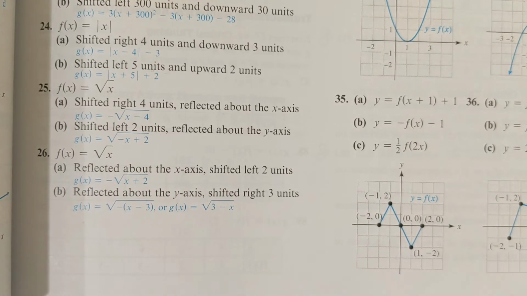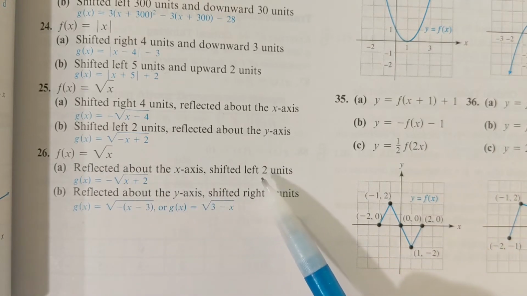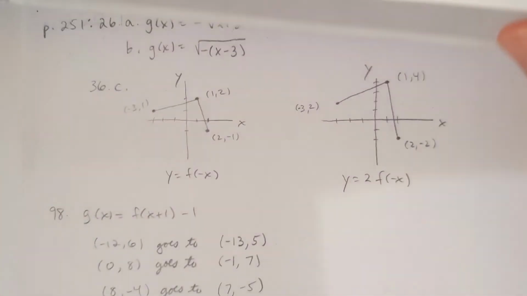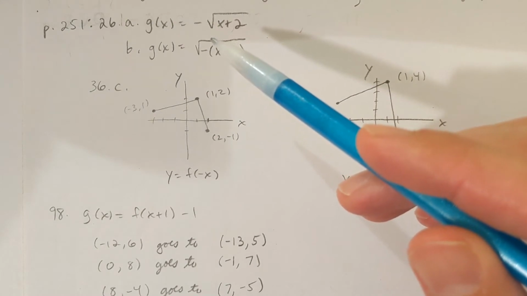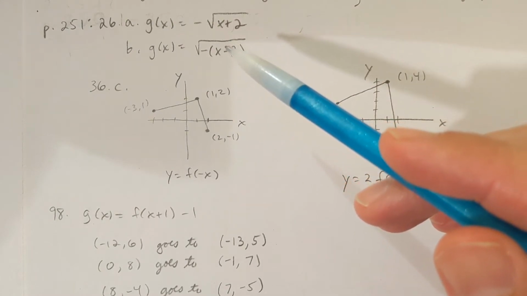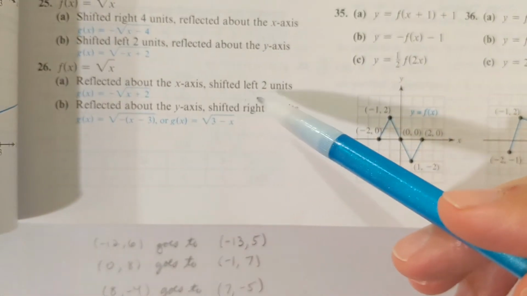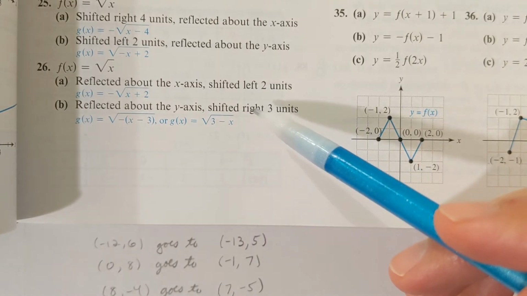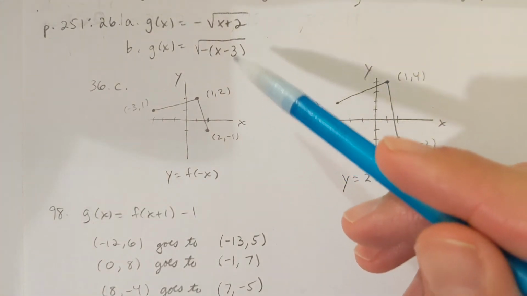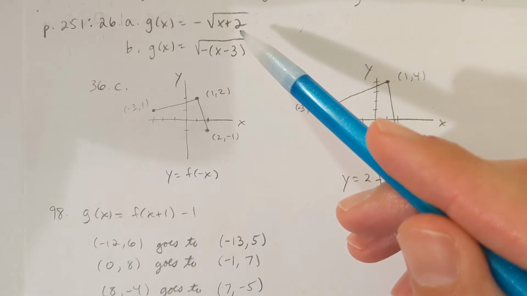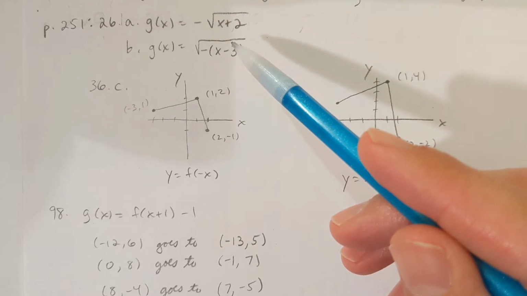Write a formula for the function in part A that is reflected about the x-axis and then shifted to the left 2 units. If we reflect about the x-axis, the square root of x needs to become a negative square root of x, and to shift to the left 2 units, I have to go x plus 2. So g of x is negative the square root of x plus 2.